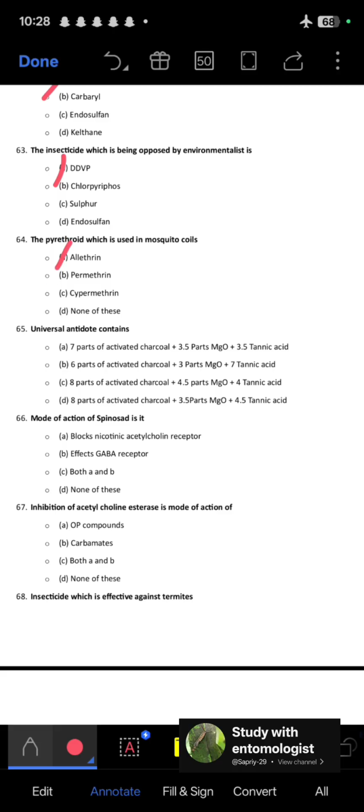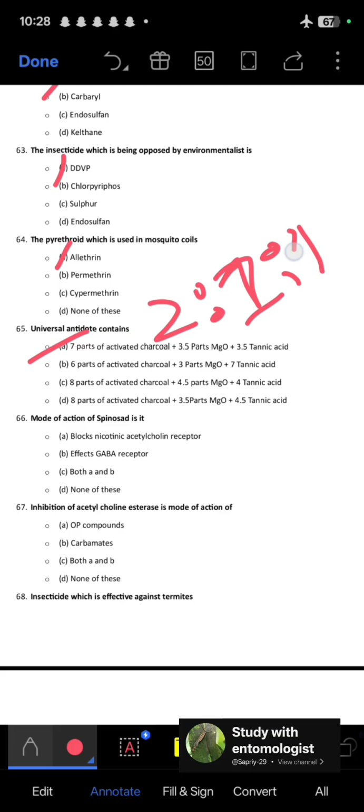Next, universal antidote is 7 parts activated charcoal, 3.5 parts MgO and 3.5 parts tannic acid, or sometimes they can ask in the ratio 2:1:1, like 2 parts activated charcoal, 1 part magnesium oxide and 1 part tannic acid. So that is also the same, 2:1:1.